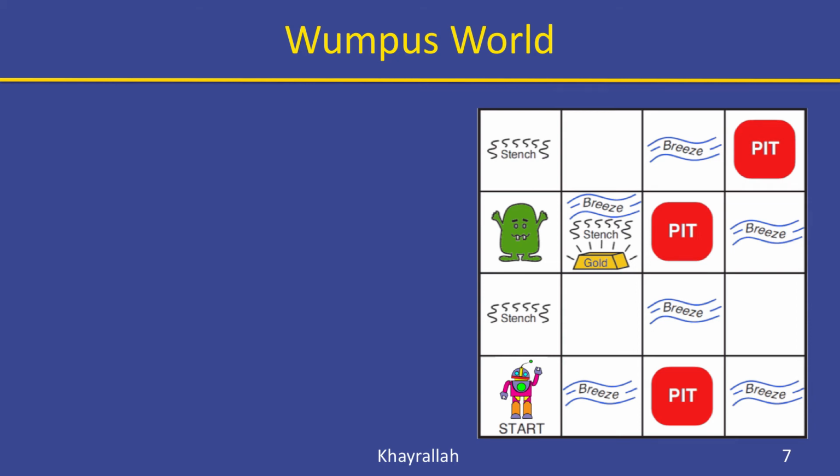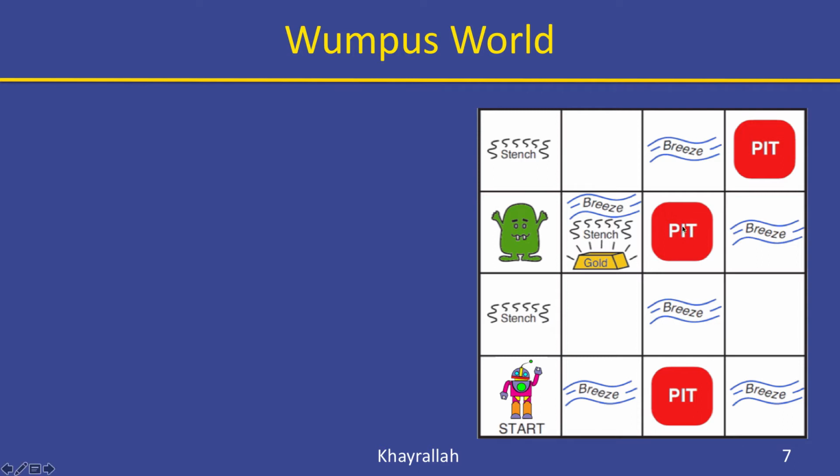To illustrate how a logical agent operates, let's take a look at the Wumpus World. The Wumpus World is this cave with rooms connected by passageways. The Wumpus is this big, green, scary creature, and we know that the Wumpus is somewhere in the cave, and the Wumpus eats anyone who enters its room. Now the Wumpus does not move.